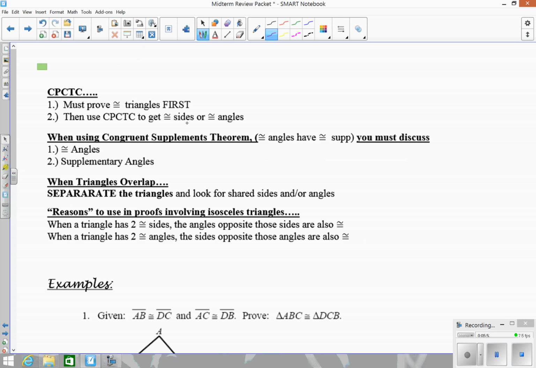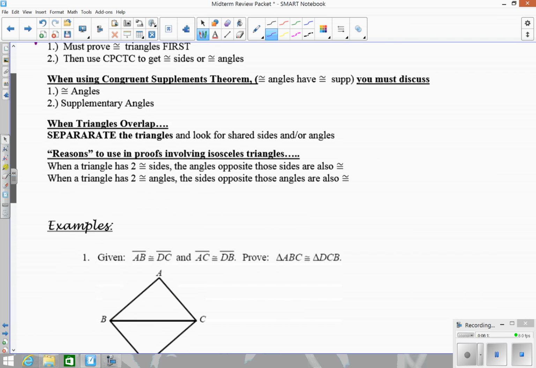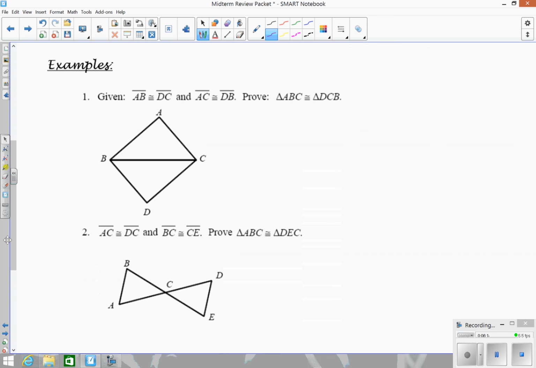If you're ever trying to prove a set of sides or a set of angles, then you're going to be using CPCTC. Make sure that if you don't remember the acronym, that you just explain it. Corresponding parts of congruent triangles are congruent, or if you have two triangles that are congruent, then their parts must be congruent, something along those lines. And then let's look at just some examples.